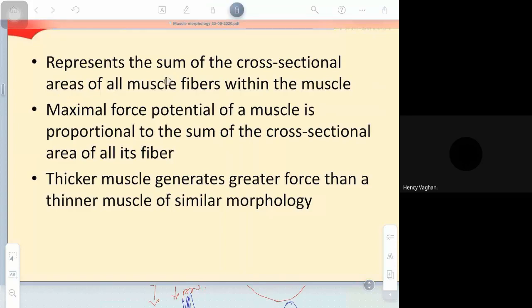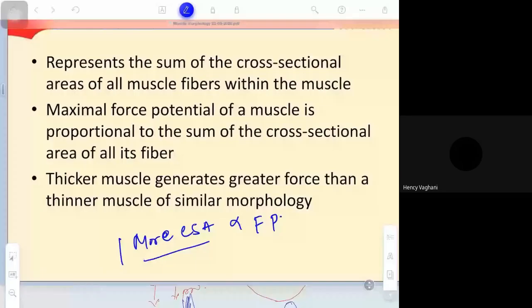Clear? So the maximum force potential of the muscle is proportional to the sum of the cross-sectional area of its fibers. More cross-sectional area, it is directly proportional to the force production. When the cross-sectional area is more, force generation will be more. A thicker muscle will generate greater force. Example, biceps. A thinner muscle of the same morphology, not different morphology, will produce less force.